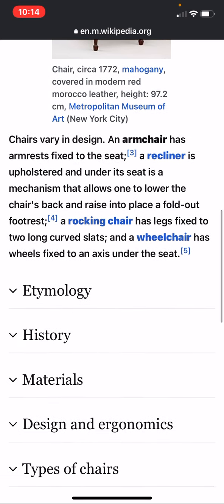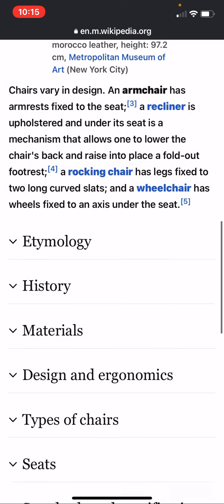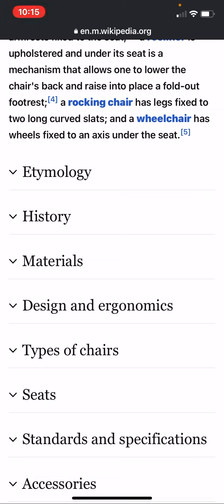Chairs vary in design. An armchair has armrests fixed to the seat. A recliner is upholstered, and under its seat is a mechanism that allows the chair's back to lower and the footrest to raise into place and fold out. A rocking chair has legs fixed to two curved slats, and a wheelchair has wheels fixed to an axis under the seat.